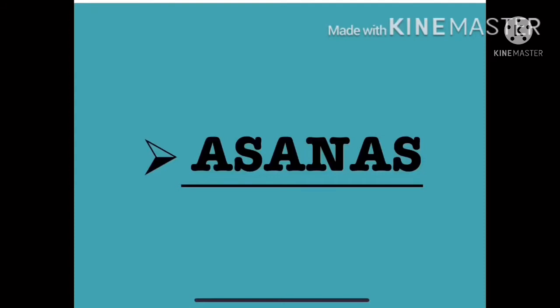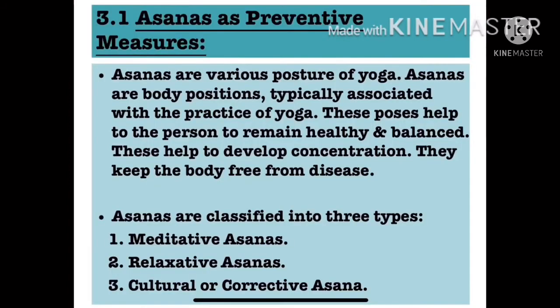So students, next is the various types of asanas. For that, firstly you have to know what asanas are. In your previous class, you have studied the elements of yoga, and one of the elements was asanas. So, asanas are various postures of yoga. Asanas are body positions typically associated with the practice of yoga.